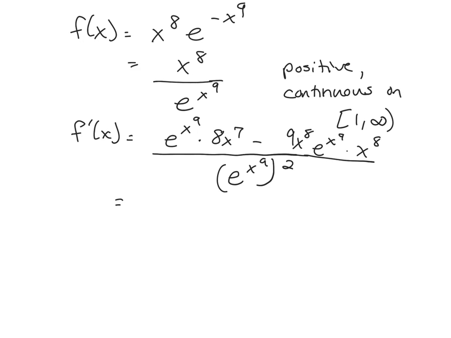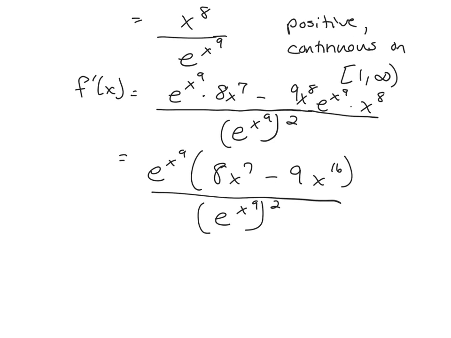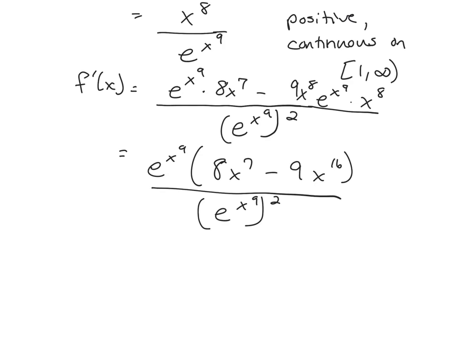If you notice, both terms in the numerator have an e to the x to the 9th in them, right? So you can factor it out. x to the what power? 16th. Well, now I can cancel. I have an e to the x to the 9th in the numerator and an e to the x to the 9th in the denominator. So we can cancel one.